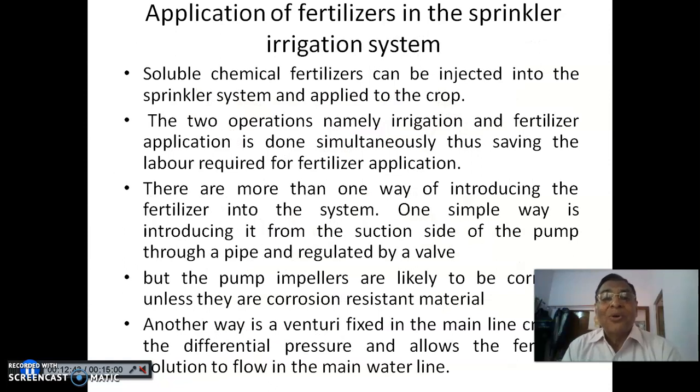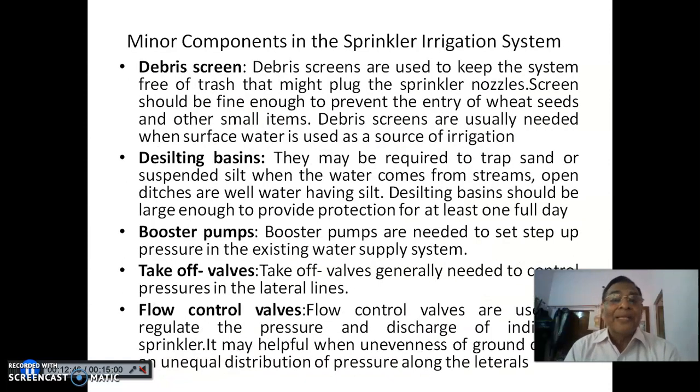So then let us go for the next thing: some minor components are there in the sprinkler irrigation system. What are the minor components? Some debris screen, desilting basins, booster pumps, takeoff valves, flow control valves, etc. Okay, so debris screens are used to keep the system free of trash that might plug the sprinkler nozzles. Already we have talked, the sprinkler nozzles are very fine orifices. Any silt, if it is embedded into these nozzles, it will simply block. Screen should be fine enough to prevent the entry of wheat seeds and other small items.